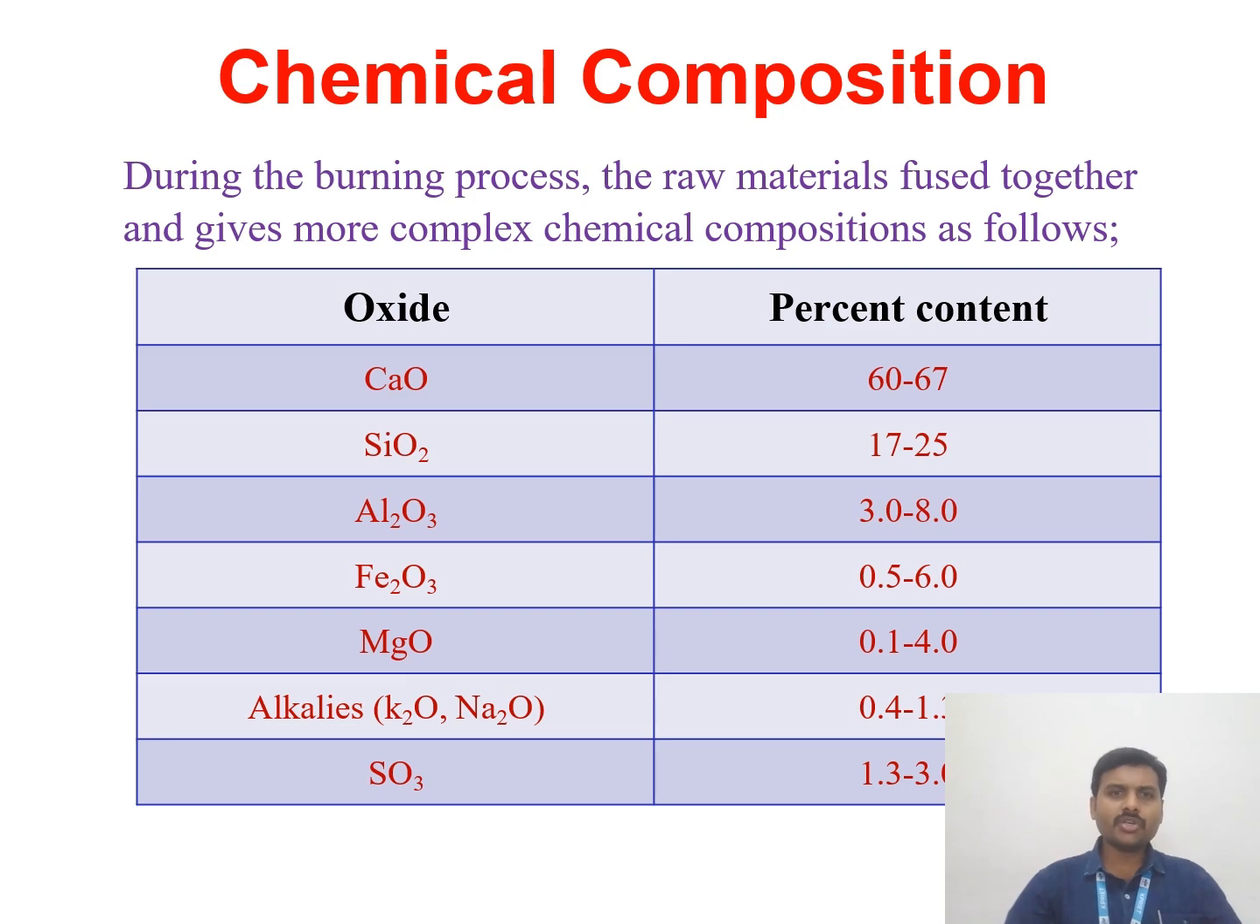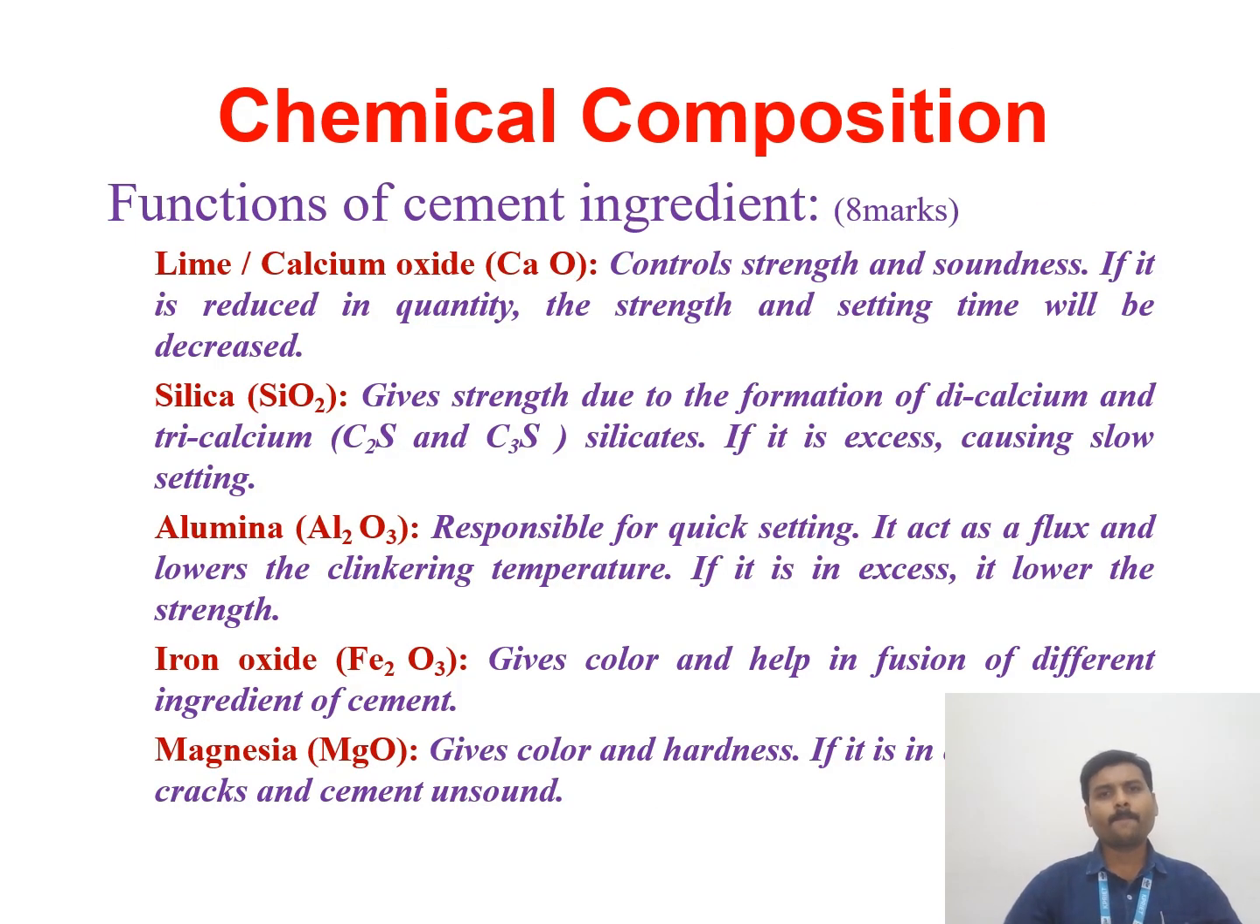These are the chemical compositions, or the chemicals that can be identified during the burning process of the cement. During the burning process, the raw materials are fused together and give more complex chemical compositions. Some of the chemical compositions that I have listed here are calcium oxide, silicon dioxide, Al2O3, Fe2O3, MgO, alkalis and SO3. The right side column represents what percentage of the chemicals will be present in the cement during the burning process. Let me see the role of each and every chemical ingredient on the functions of the cement.